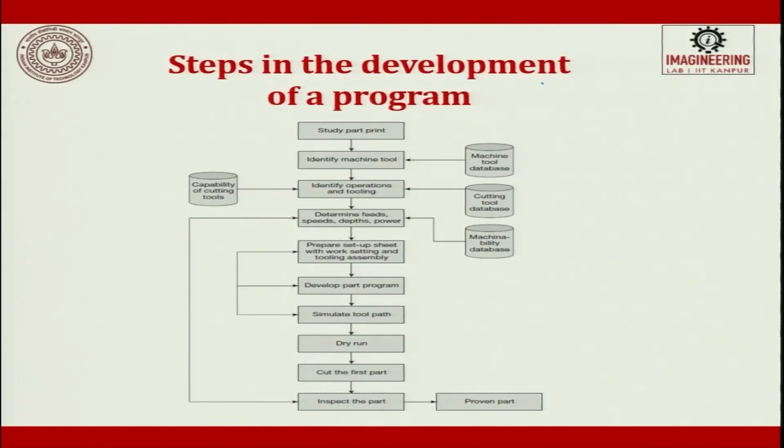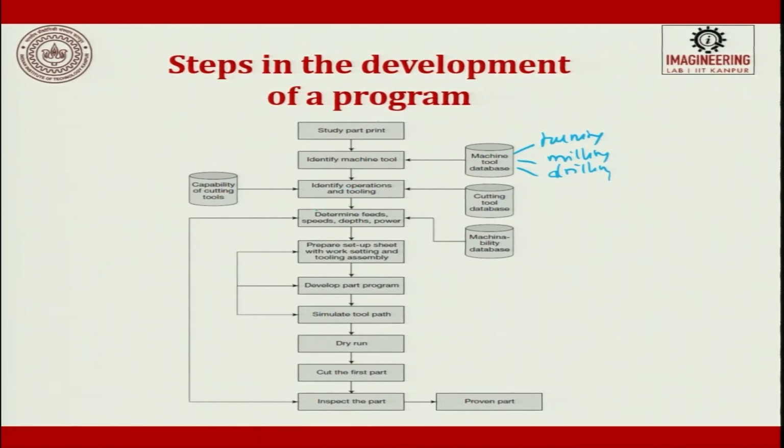So, the steps involved in developing a program: first, study the part, identify the machine tool. So, the machine tool database is used. Which is turning, milling, whatever, drilling, you will see that. Okay. So, machine tool identification, then identification of the operations and tools. So, tools come from here, operations come from here. So, capability of cutting tool and cutting tool database comes from here.